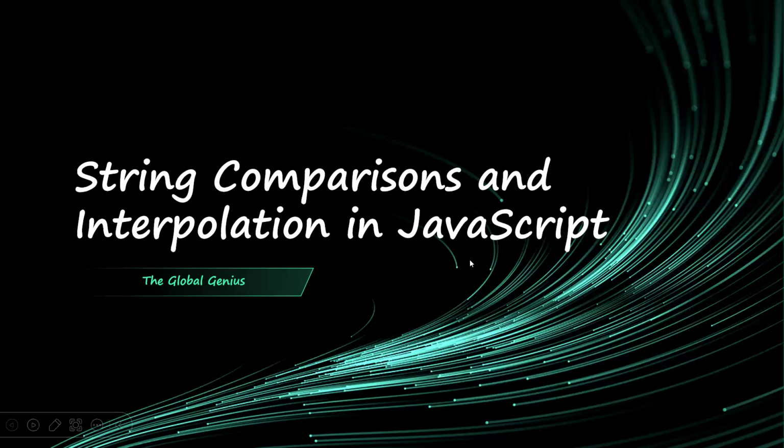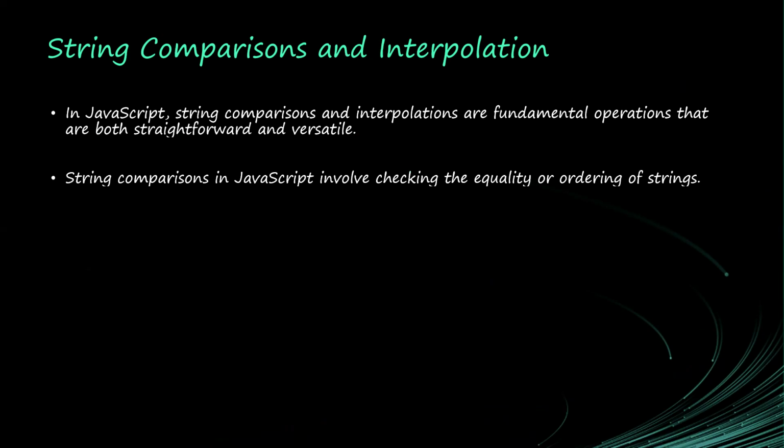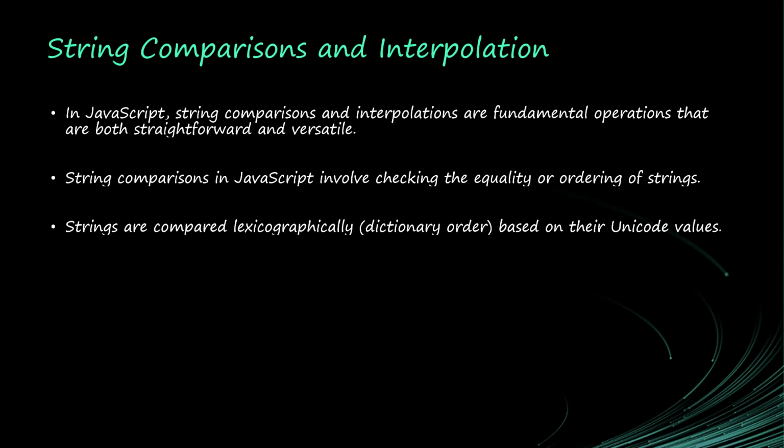Let us see how we actually compare strings and also how we do string interpolation in JavaScript. In JavaScript, string comparisons and interpolations are fundamental operations that are both straightforward and versatile. We use them a lot, and they involve checking the equality or ordering of strings. When you compare strings, you can check whether the two strings are equal, or you can compare their ordering: is A greater than B, or is A less than C, or something like that. That's what we're going to be taking a look at here.